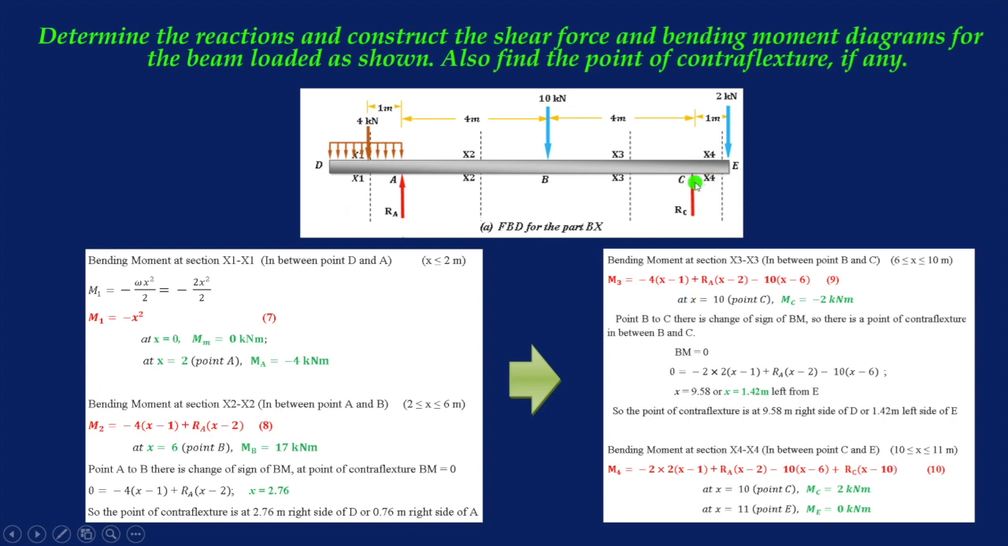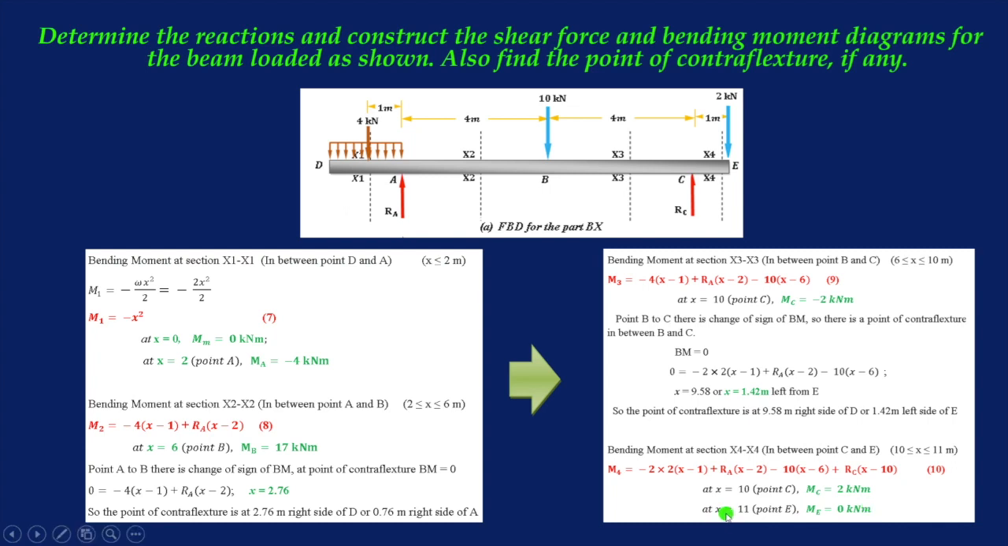What's the direction? Under the action of this RC force, the beam can rotate in clockwise direction, meaning it is positive. So RC into x minus 10 equals 10. Now this equation holds good between 10 and 11. So substitute x equals 10, it equals 2 kilonewton meter, and x equals 11, it is 0 kilonewton meter. So these are the values.